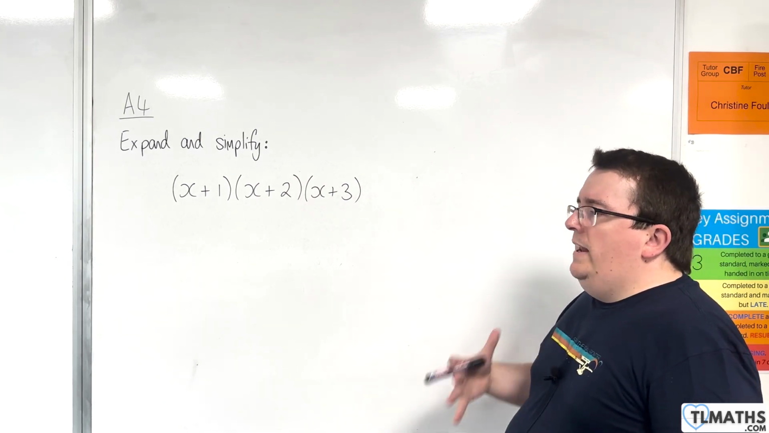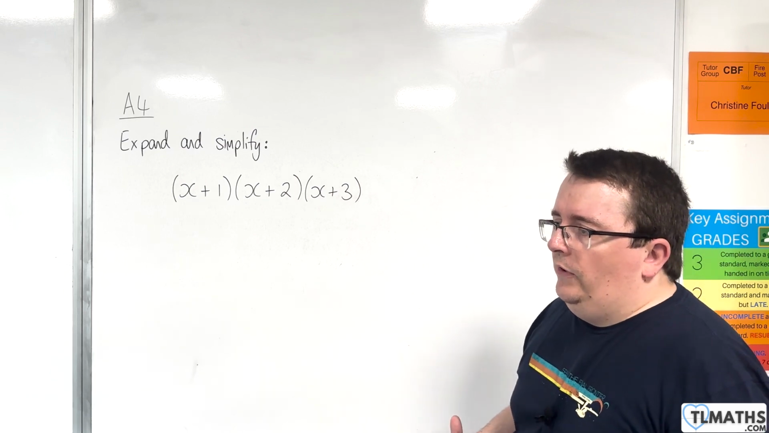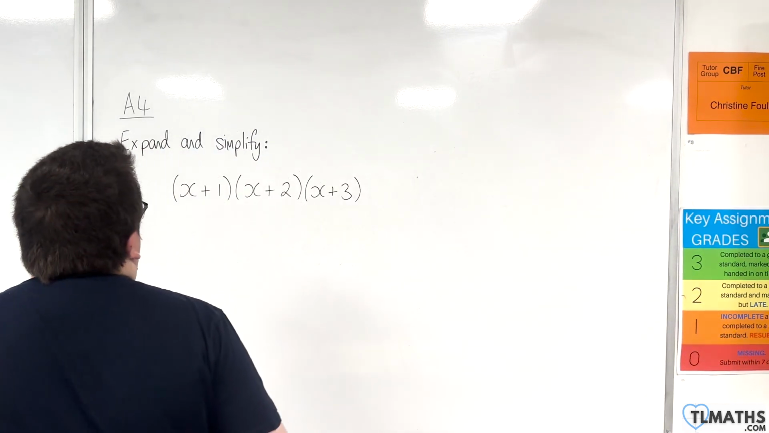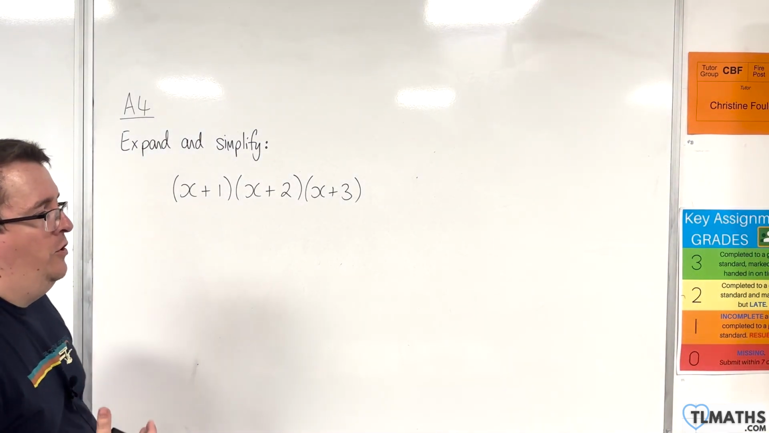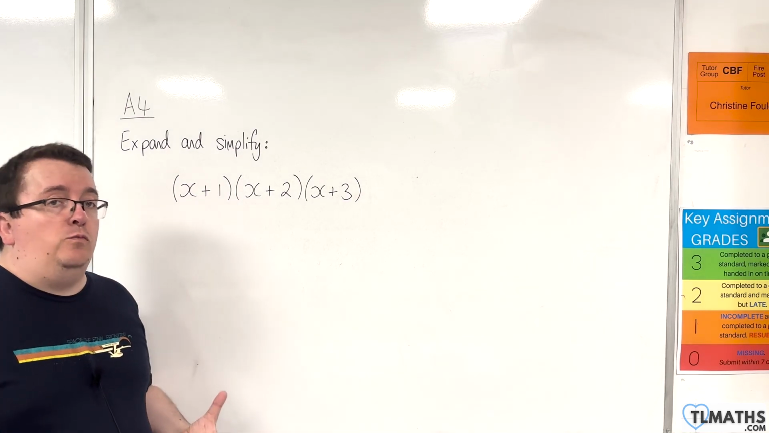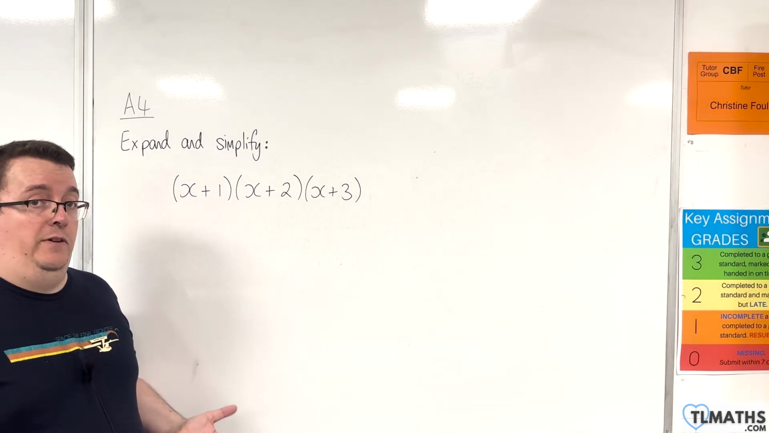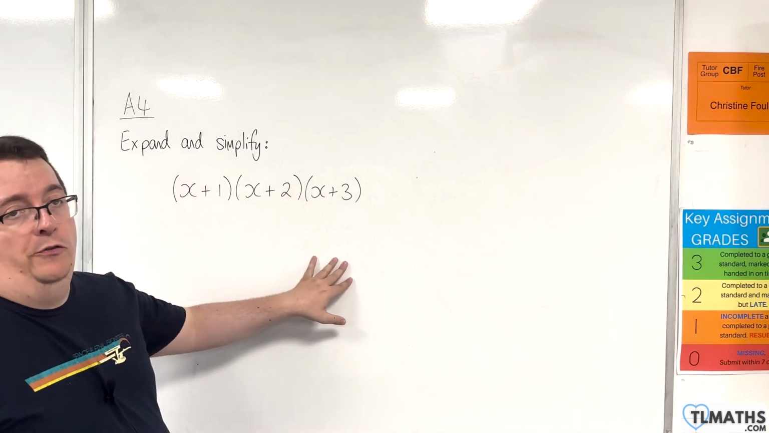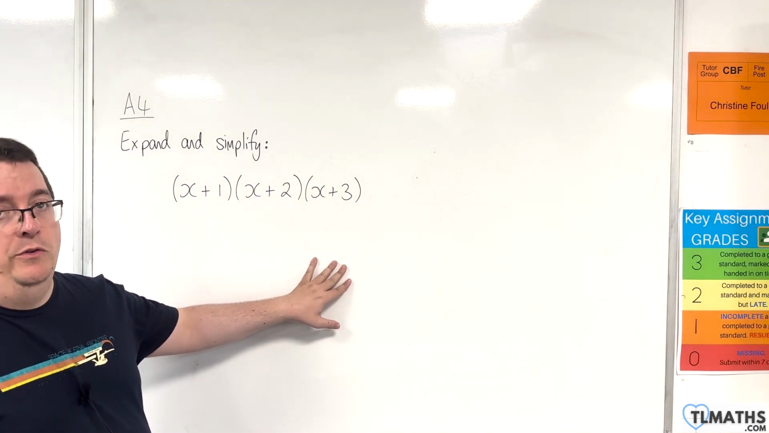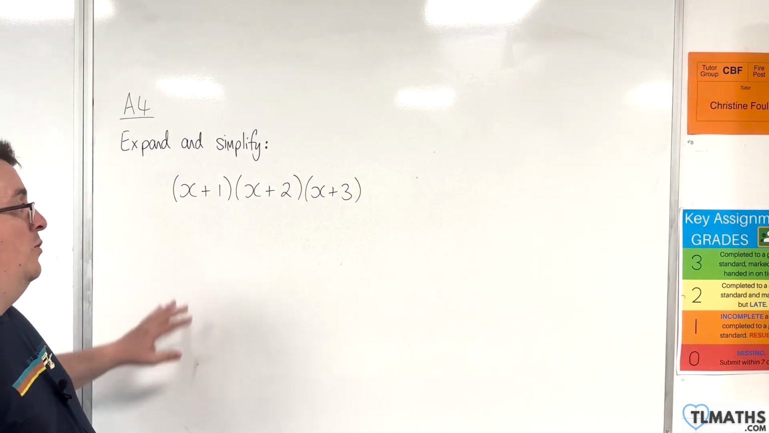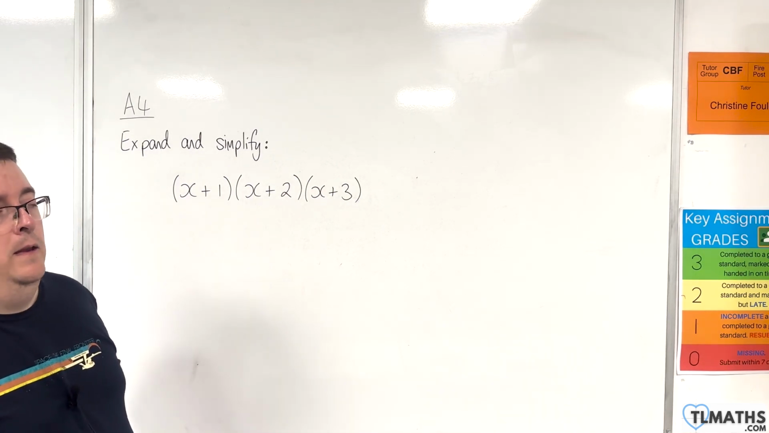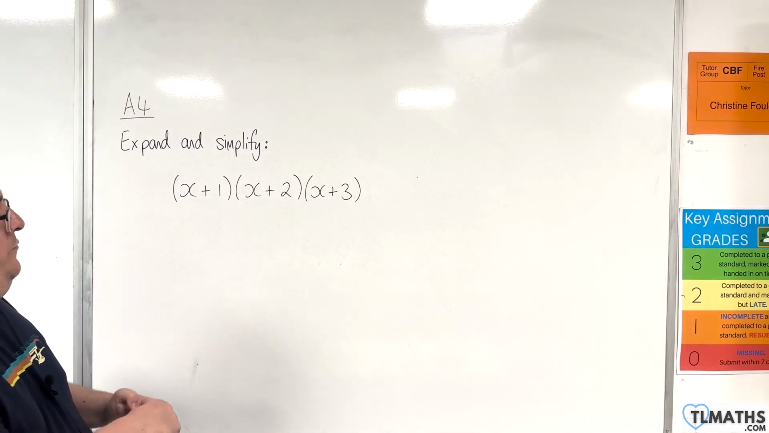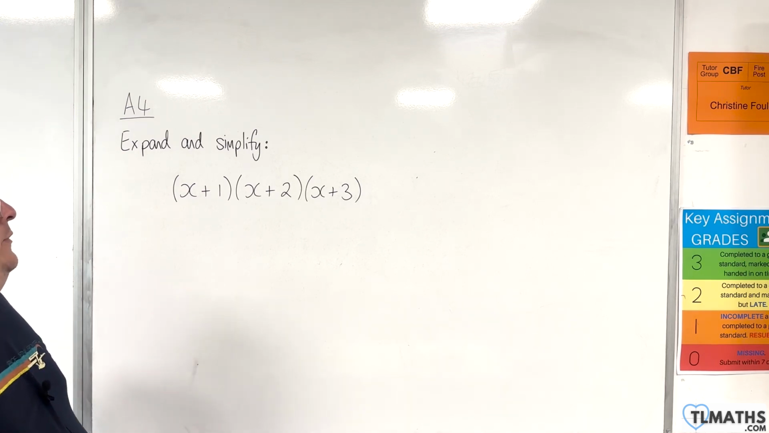Now, really, the choice is yours as to which order you do things. But essentially, what you're going to do is choose two of these brackets, expand them, and then you're going to have one term multiplied by a binomial term. So a trinomial times a binomial. So let's look at this.